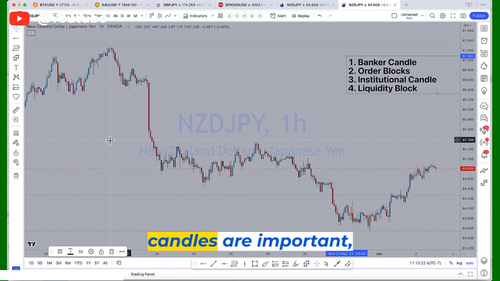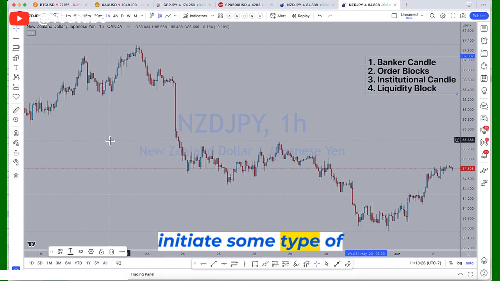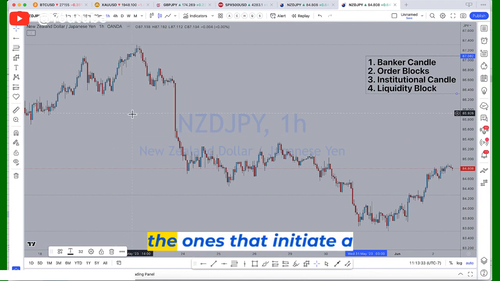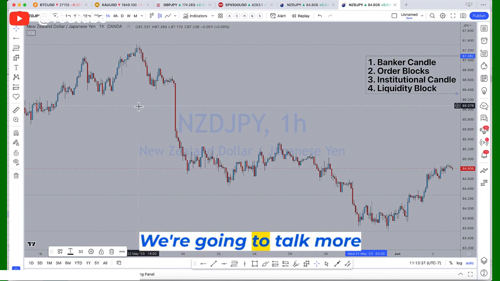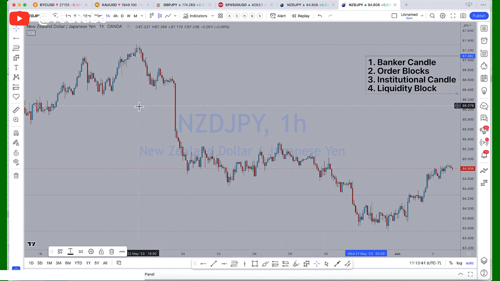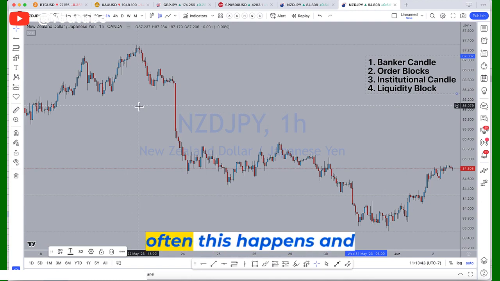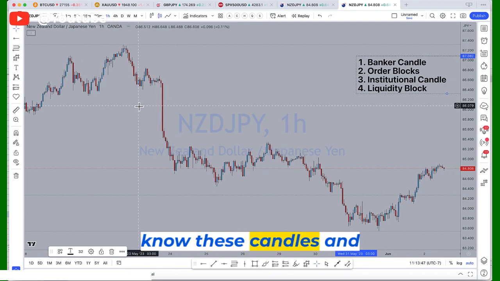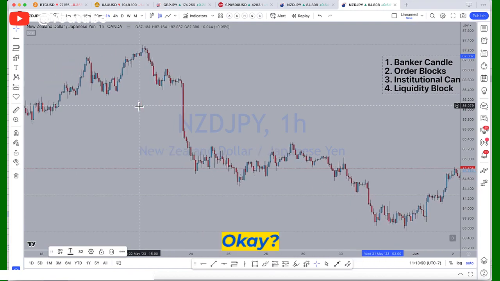The reason these candles are important, especially the ones that initiate some type of market impulse, and the best ones are the ones that initiate a market impulse that breaks structure. We're going to talk more about that later. Today, I'm just going to show you a bunch of them, whether they break structure or not, to show you how often this happens and how powerful it is to know these candles and where they are.